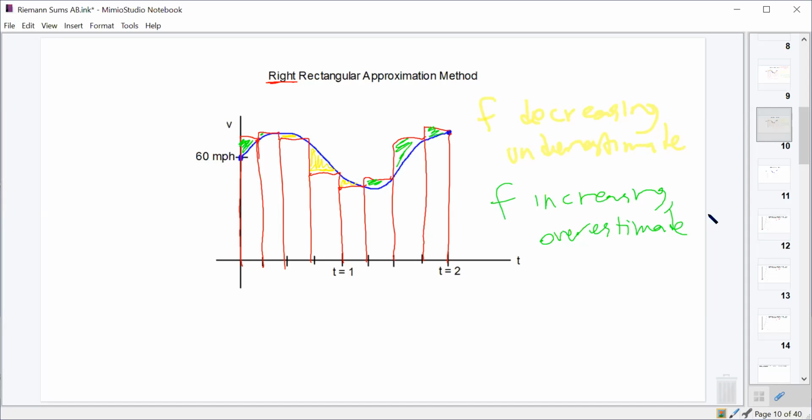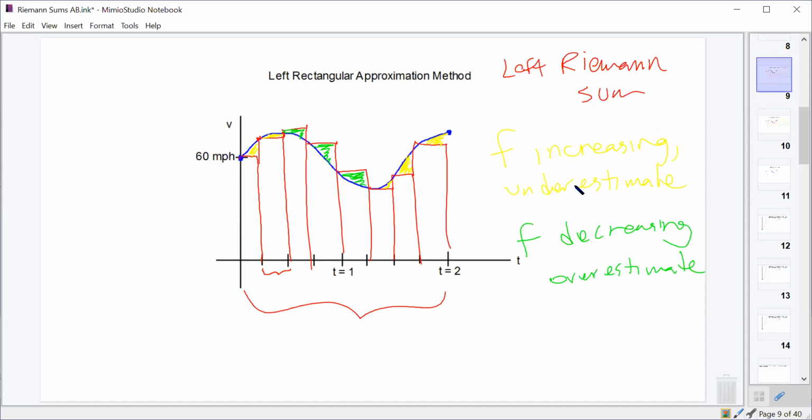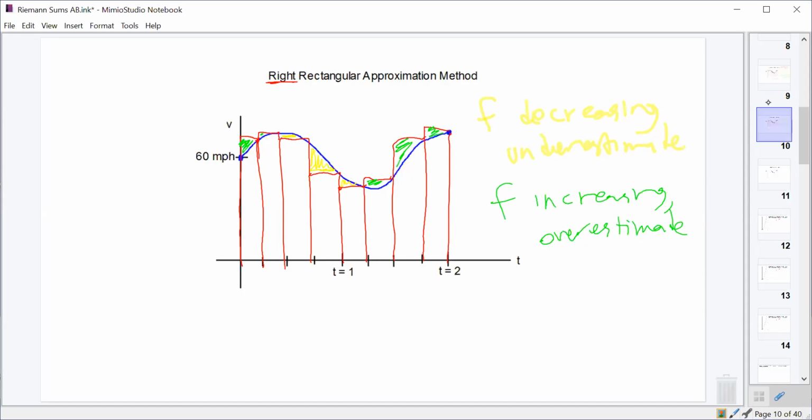All right. And this stuff about whether it's increasing and it's an underestimate or decreasing and overestimate for the left and the right Riemann sums, or the left and the right rectangular approximations, that's a fairly important idea. You definitely want to remember that because they will almost certainly ask you about that on the AP test. If they ask you to do a left or a right rectangular approximation, they will give you a function that is either always increasing or always decreasing, and they'll want you to tell them whether the approximation is greater than or less than the exact area underneath the curve. So make a note that those are important things to know.